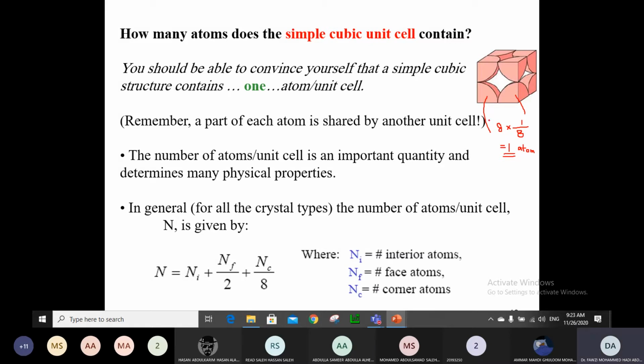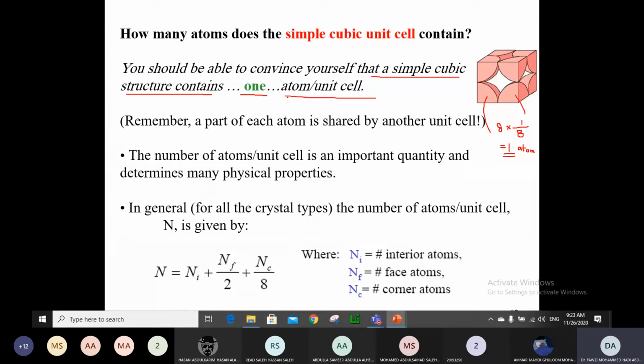Okay. You should be able to convince yourself that in a simple cubic crystal structure, which is this one, because we have only corner atoms there, the other types of crystal structures will be different. We will look at those. The simple cubic crystal structure contains one atom per unit cell.